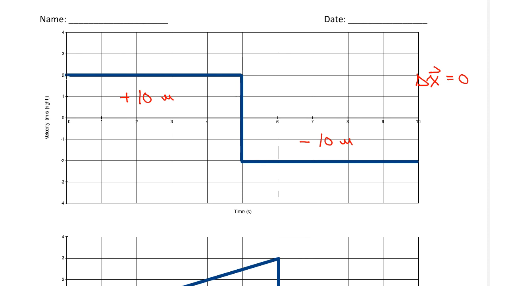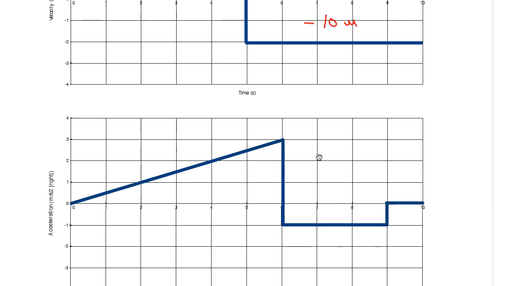If you think about it, it's moved 2 meters per second to the right for 5 seconds, and then turned around and moved 2 meters per second to the left for 5 seconds. So it makes sense that it ends up where it starts from. We add these two areas together, and because they have signs with them, we end up back at 0.